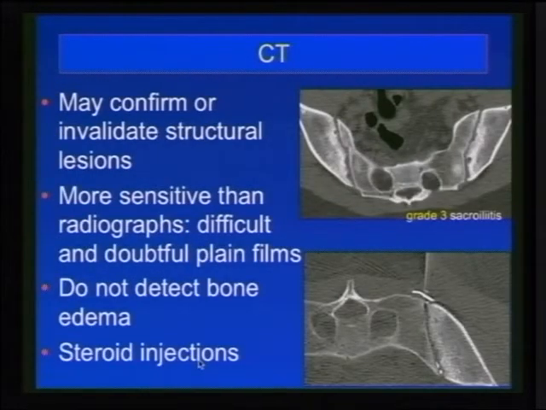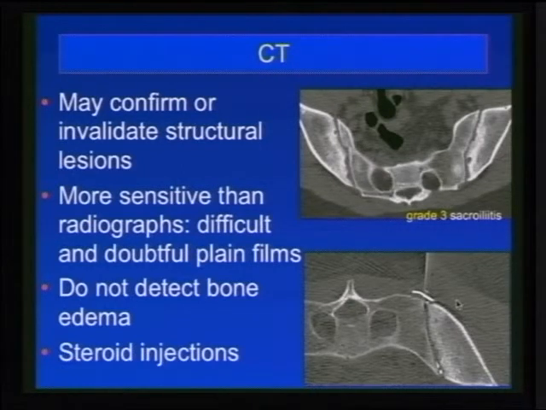CT scan can be helpful as well in the diagnosis of ankylosing spondylitis or spondyloarthritis. This case has definite erosion, and there is also sclerosis in the iliac aspect, bilateral, symmetrical. So this one is stage 3 or grade 3. If there is any fusion of this joint, it will be grade 4, and this is ankylosis. The CT scan can be used as well for guidance for diagnostic and therapeutic blocks.